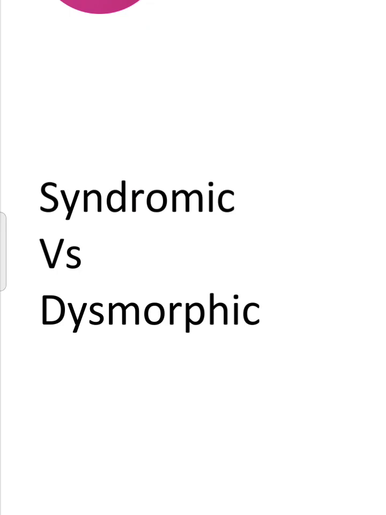Now I want to highlight the difference with syndromic. To say someone has syndromic features, the person should have some recognizable pattern of dysmorphic signs that have a common cause. Like Down syndrome, Turner syndrome, Marfan syndrome, we know they have recognizable patterns of dysmorphic signs and we know the cause. To say a child has a syndrome, we need to know the cause. Otherwise, it's only a dysmorphic child. Don't label them as a syndromic child.